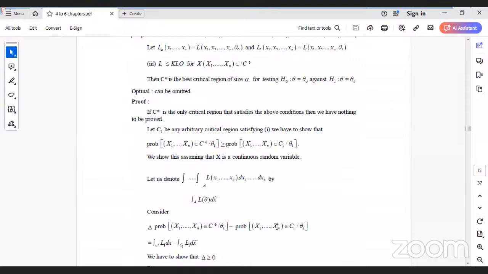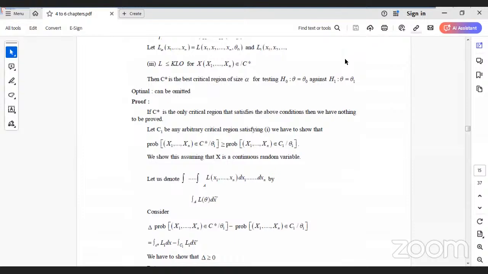We have to show that the probability of (x1, x2, x3, ..., xn) belonging to C star under theta1 is greater than or equal to the probability of belonging to C1 under theta1, where the size of C1 is less than or equal to alpha. We show this assuming that x is a continuous random variable. Let us denote here the integration of L(x1, x2, x3, ..., xn) dx1 dx2 ... dxn.